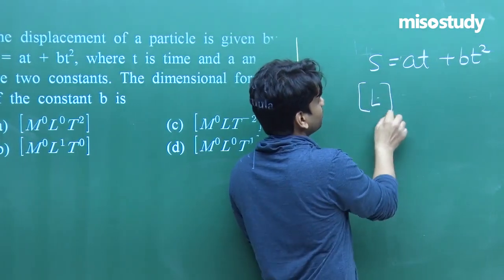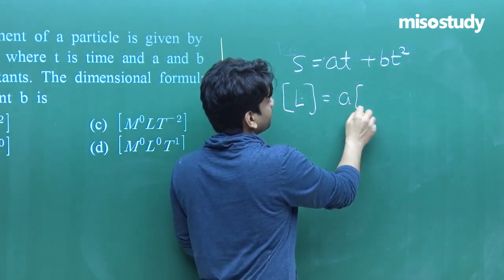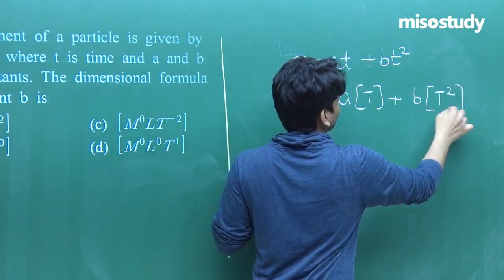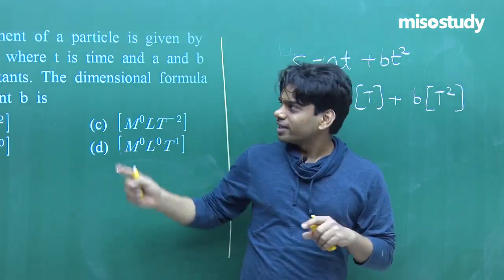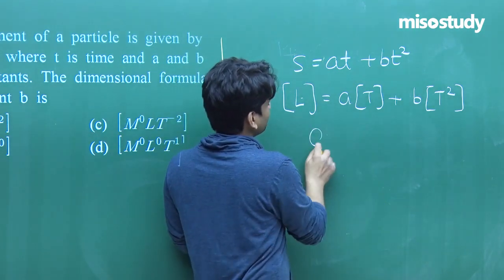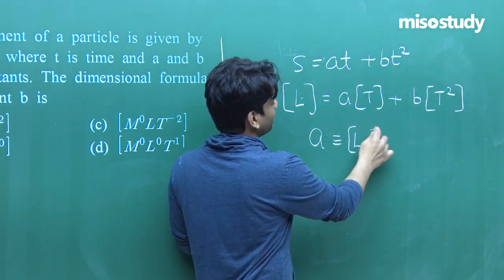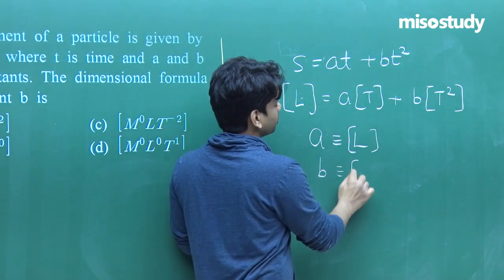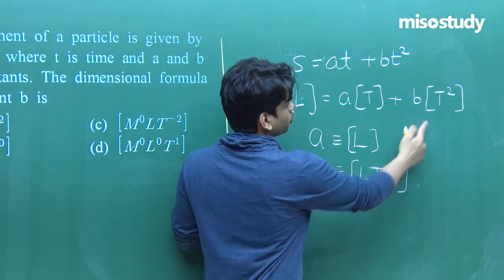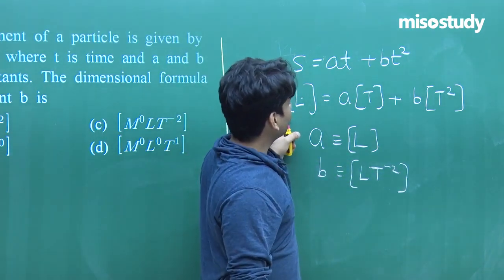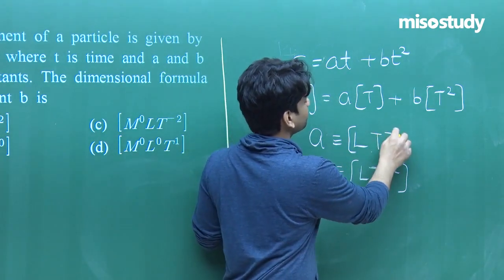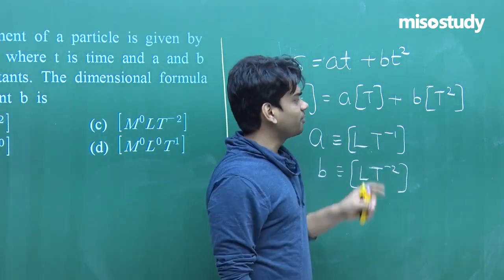So we have here L, here we have A, T plus B, T square. This is what we are going to have. It's given that it is displacement, so this will be equal to L. Now here we should have an L, so comparing dimensionally, A should be equal to L and B should turn out to be L, and there should be also T power minus 2. Then T power minus 2 into T power 2 will be cancelled out. Now see, just one more minute, this should be LT power minus 1. Then only when it is multiplied with this time factor cancels out.